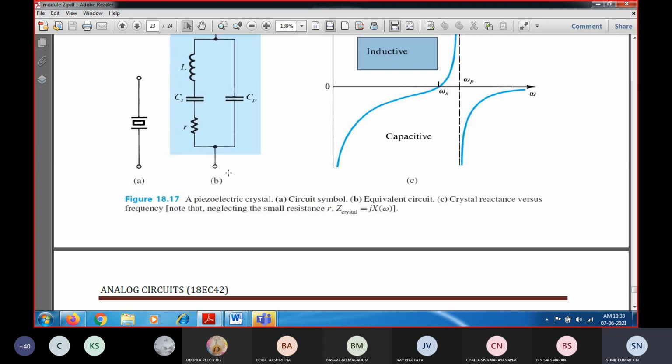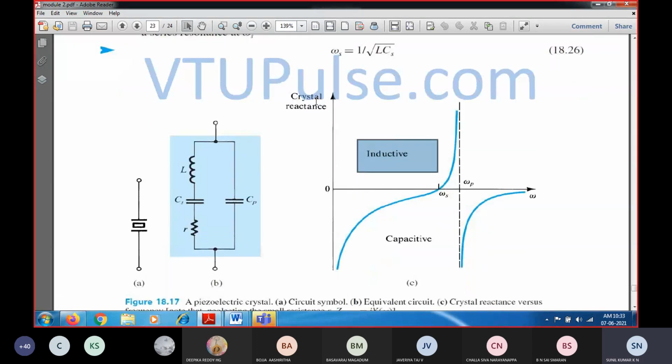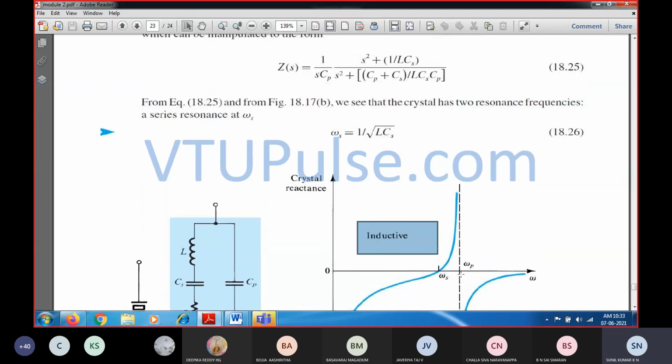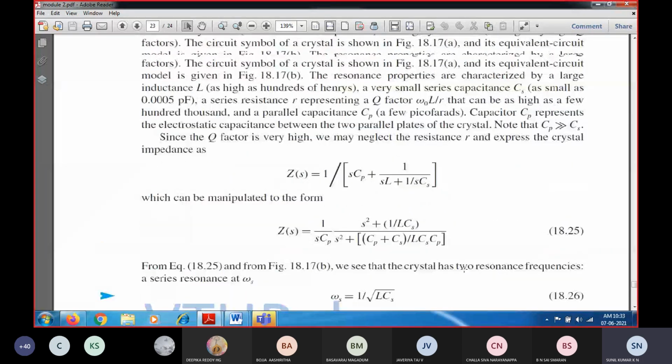So this is about the circuit diagram and the electrical equivalent. This is the circuit diagram of the crystal oscillator, and this is the electrical equivalent of the crystal oscillator. This is the crystal reactance versus the frequency, and we are going to see omega s as well as omega p, the series as well as the parallel resonance frequency.